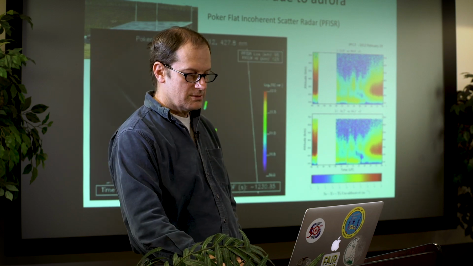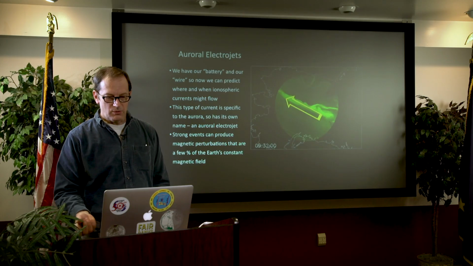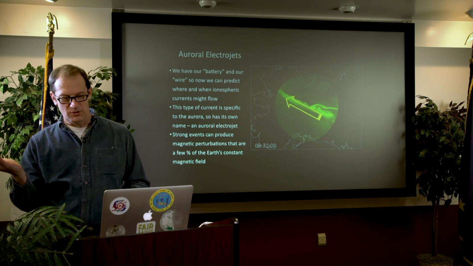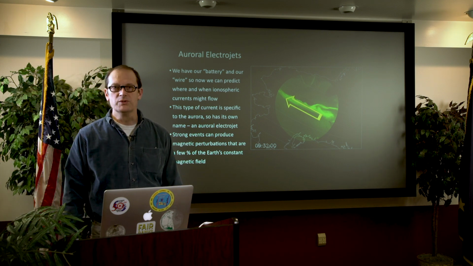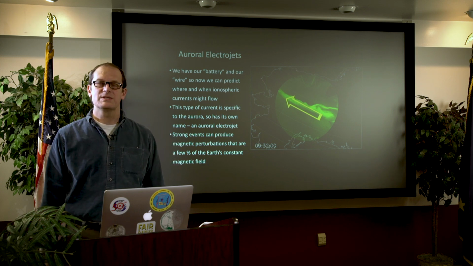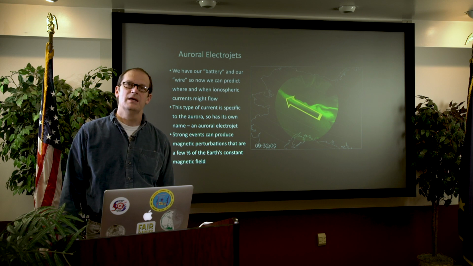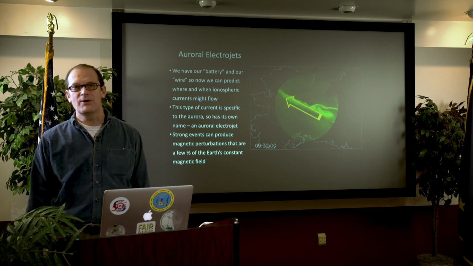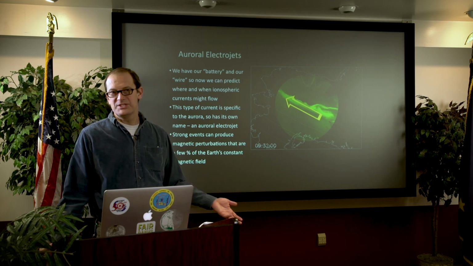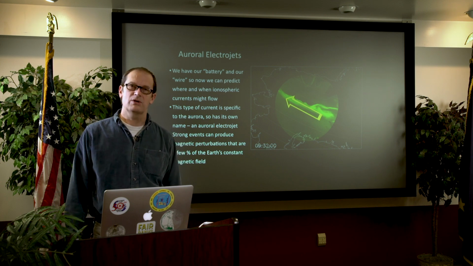There we go, it's going to start the movie again. So we have our battery. The solar wind produces this dynamo across the poles that creates a large voltage across the pole. And then we have our wire, which is ionization that's caused by particles coming in and ionizing the upper atmosphere, or what we call the ionosphere. And so now we can sort of predict when and where these ionospheric currents will flow.